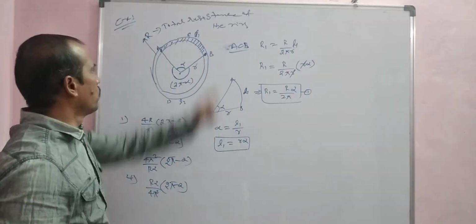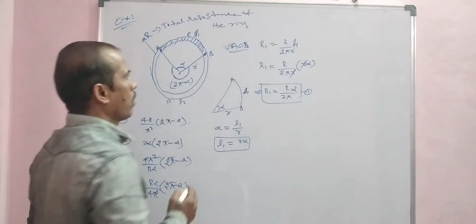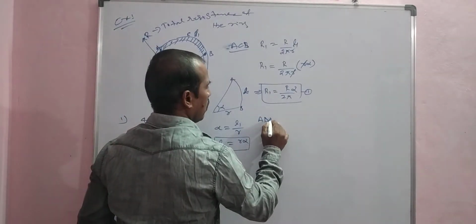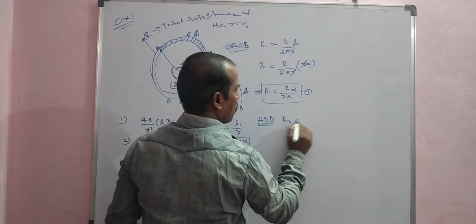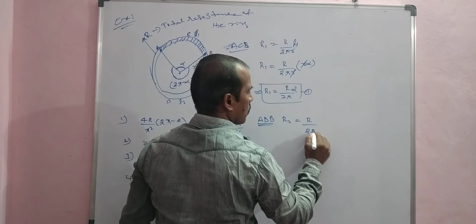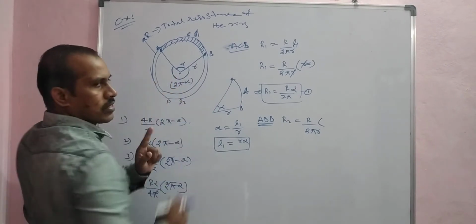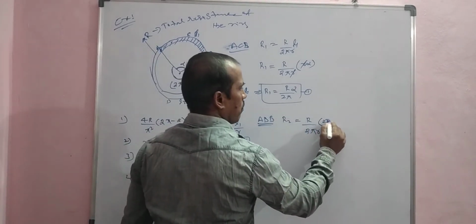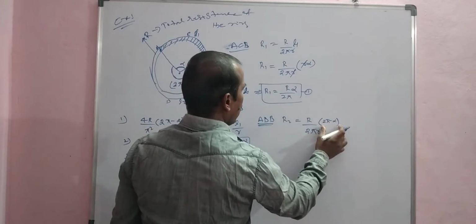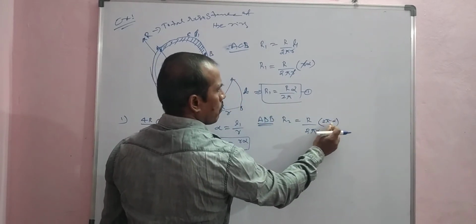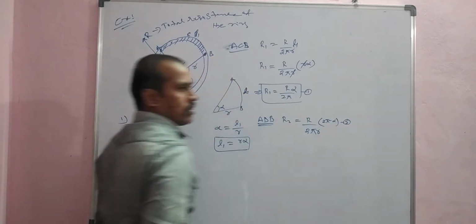The remaining portion of the ring, ADB. The resistance of the remaining portion is R2. R2 is equal to total resistance by 2 pi R, the circumference of the ring, into the remaining angle 2 pi minus alpha, into R. This is equation 2.